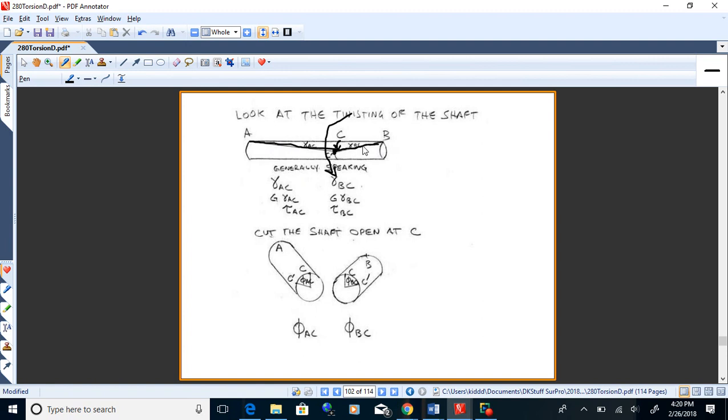Now, if C is anywhere except in the middle, what's going to happen here is the shears that I'm dimensioning there are not going to equal each other. Okay. So G times the shears won't equal. And G times shear strain is the shear stress. So most likely the shear stresses on either side of that shaft aren't going to equal each other.